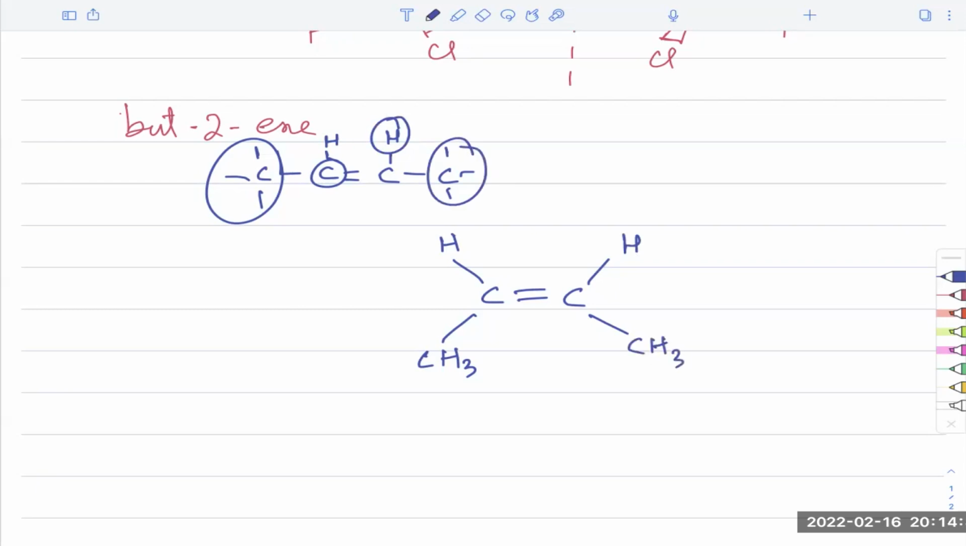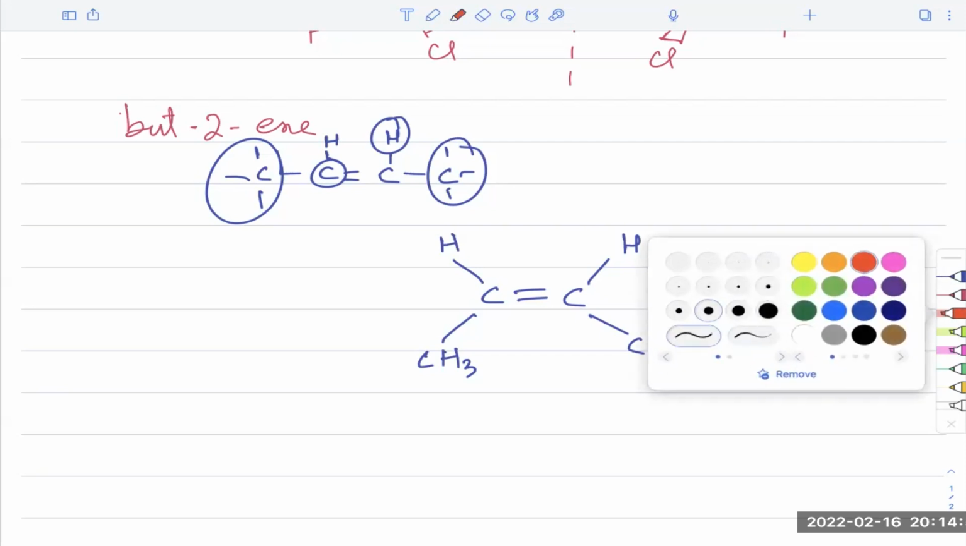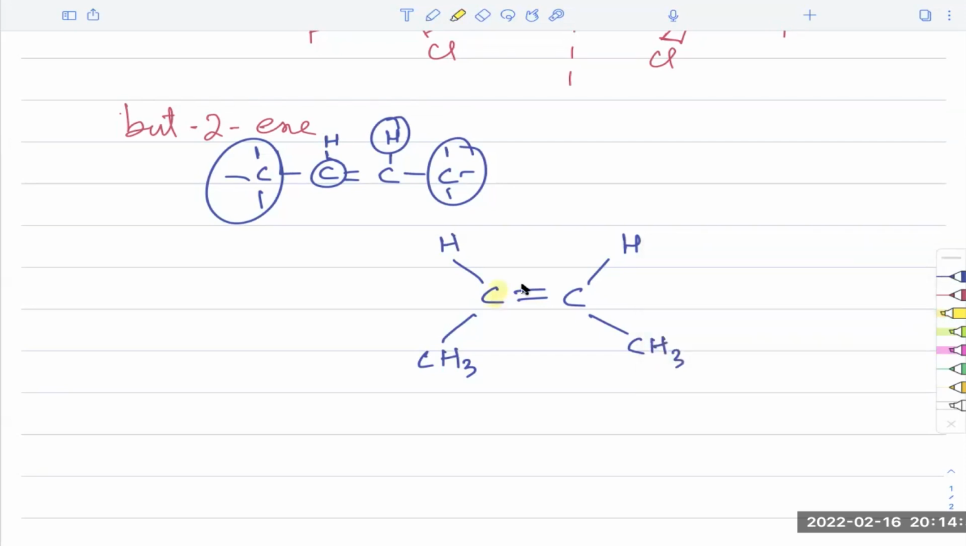So why can this show cis trans isomerism? Number one, this has a double bond. That is why it can show cis trans isomerism. Second, it has the same thing attached on either side. Like this has a methyl, this has a methyl. Or if you don't like methyl for some reason, then this has a hydrogen and this has a hydrogen. So there you go. These are the two same groups.